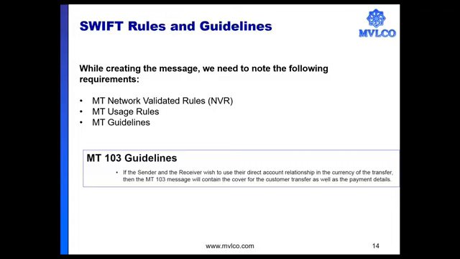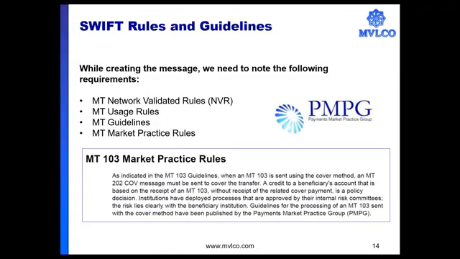The fourth optional compliance is the market practice rules. The market practice rules specify the rules published by some recognized market practice group. So here you have the example of the Payments Market Practice Group creating a rule for the MT103. Again, we don't need to comply with the MT guidelines. They are not mandatory, and we also don't need to comply strictly with the market practice rules. So both the guidelines and the market practice rules are optional for compliance. So this is the mechanism of the compliance. The first two, NVR and the usage rules, are a must, and the next two are optional.